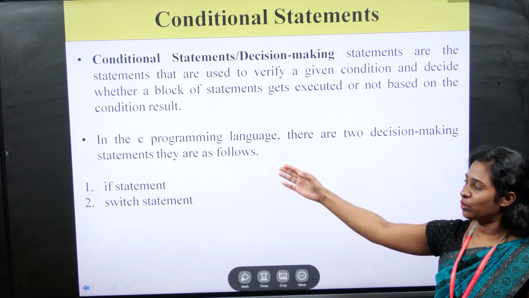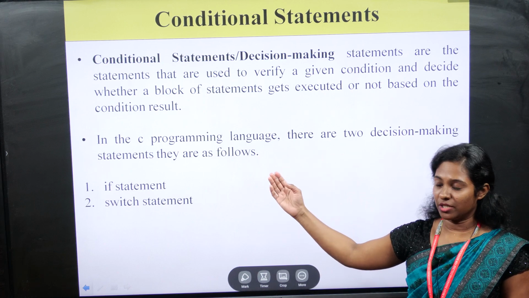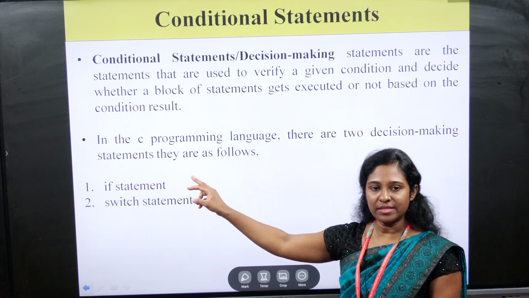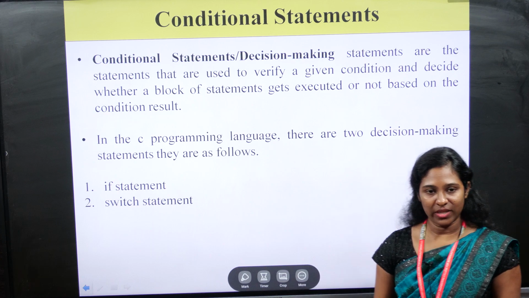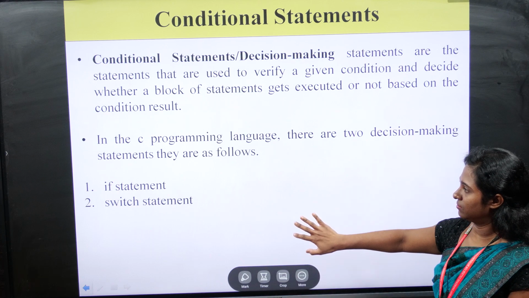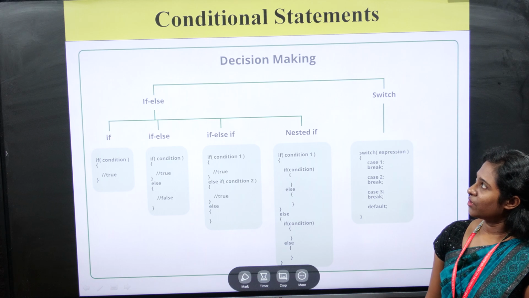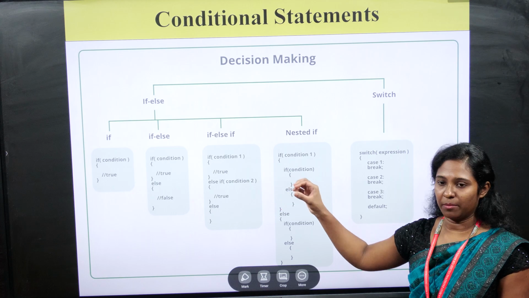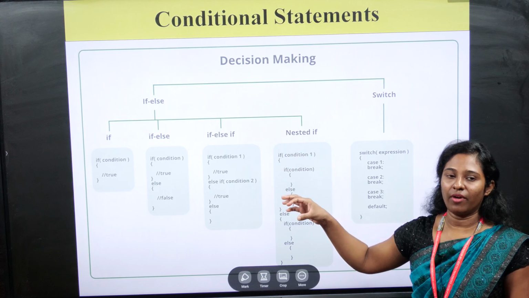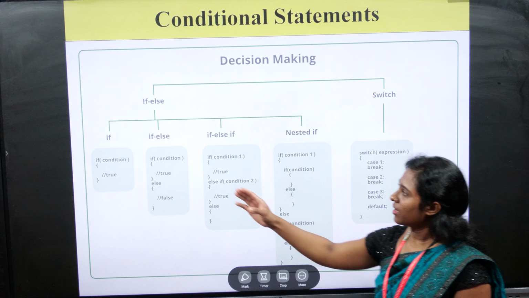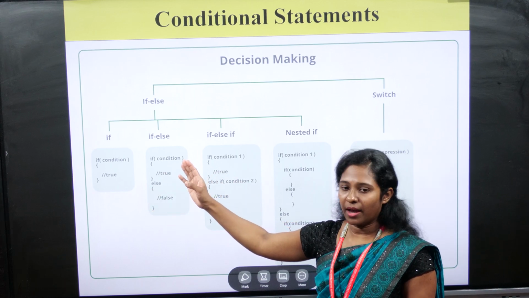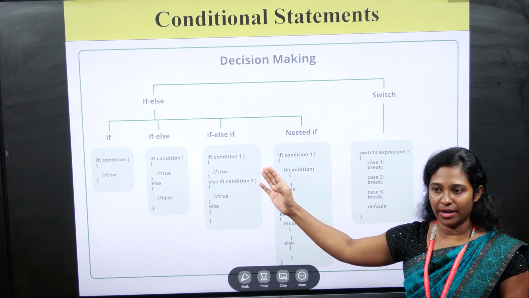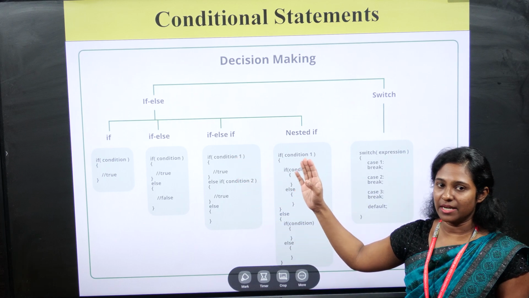There are basically two types of conditional statements in C programming, two basic types. The first one is the if statement and the other one is the switch statement. Now we will go deep into what the if statement is. The if statement can be again divided into four categories. They are the simple if statement, the second category is if else condition, the third category is else if ladder, and the fourth category is nested if else.